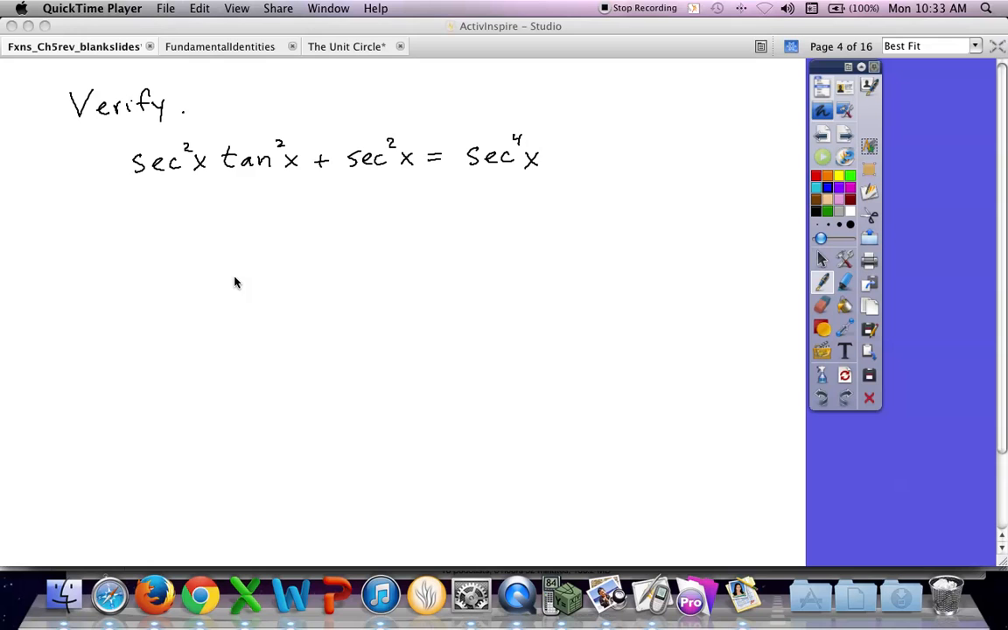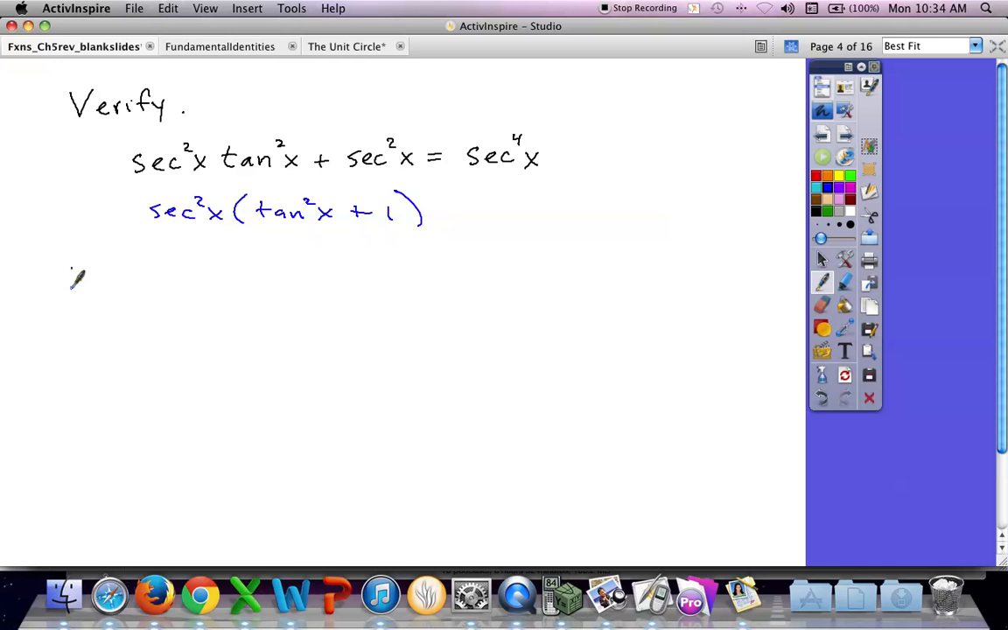It's got secant squared twice, doesn't it? There's a secant squared as a common factor. So what are you going to do with it? Factor it out, right? Take the secant squared outside of parentheses. What's left from the first term? Tan squared, right? What's left from the second term if I factor out secant squared? Plus 1, right?